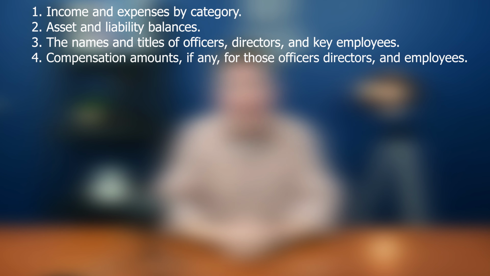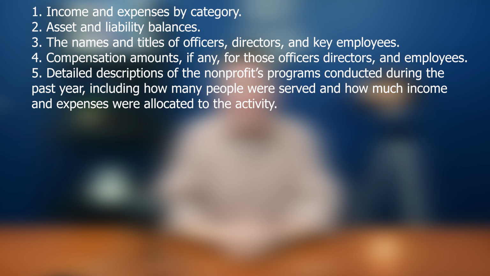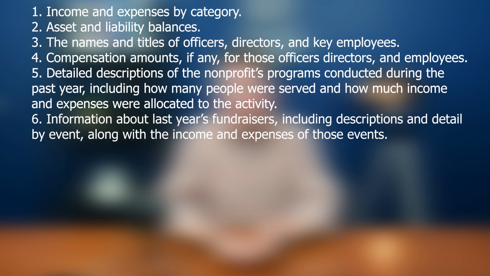These sections include the following. It's a long list, so here we go. Income and expenses by category, asset and liability balances, the names and titles of officers, directors, and key employees, the compensation amounts of any of those officers, directors, and key employees, detailed descriptions of the nonprofit's programs conducted during the past year, including how many people were served and how much income and expenses were allocated to the activity. Information about last year's fundraisers, including descriptions and detail by event, along with the income and expenses of those events.